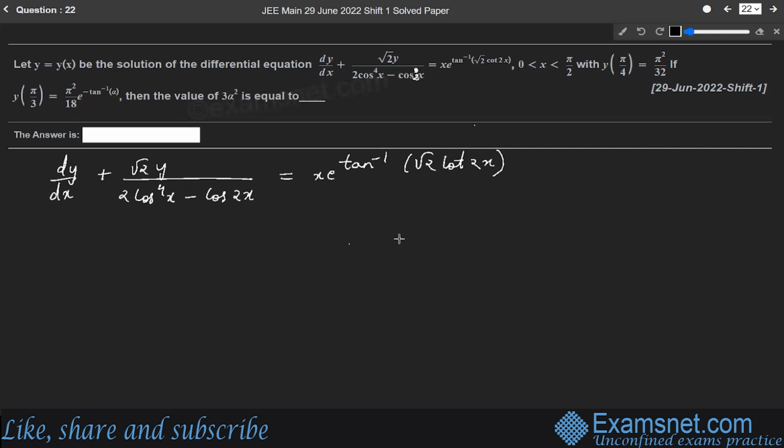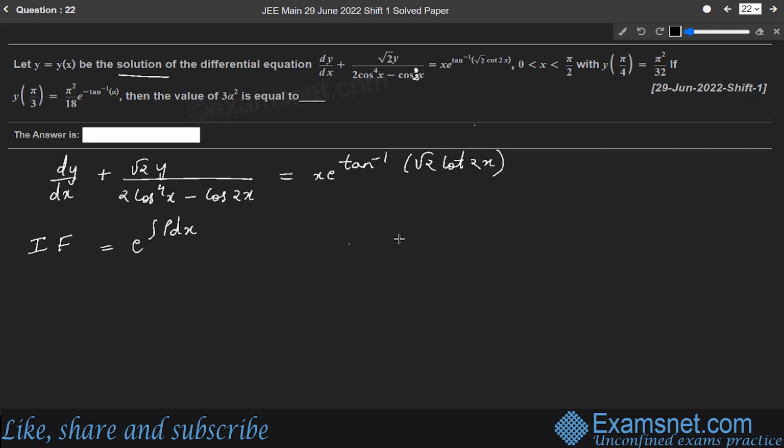And we know that it is a linear differential equation. And we have to find the solution of this linear differential equation. So remember one thing, whenever we have to find the solution of a linear differential equation, firstly, we need to calculate the integrating factor. What is integrating factor? Integrating factor is denoted by IF. It is always equal to e power integral of P dx.